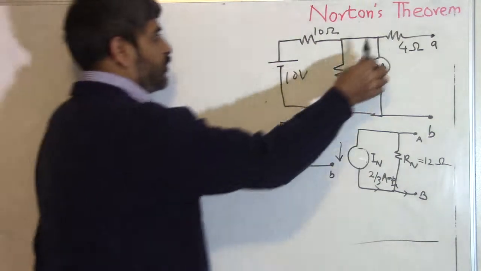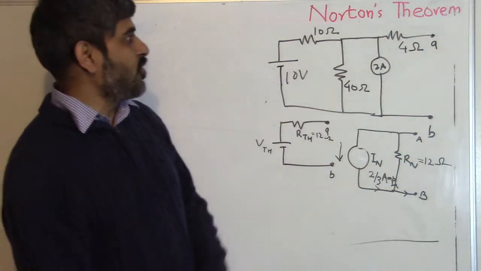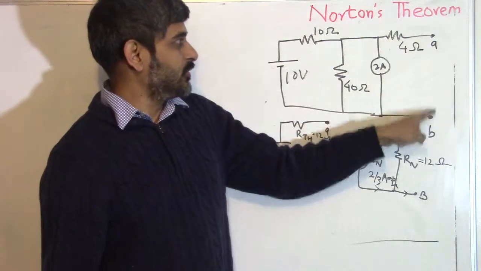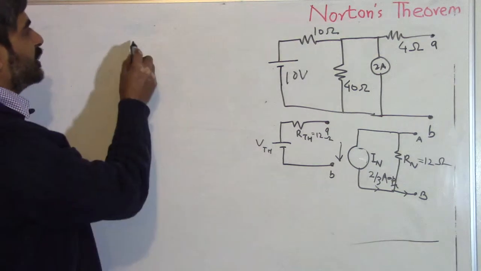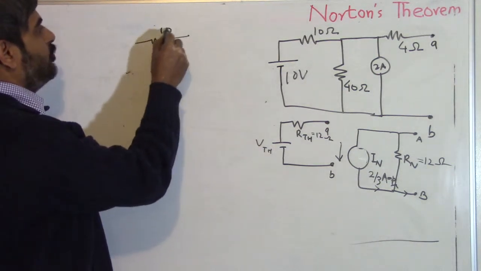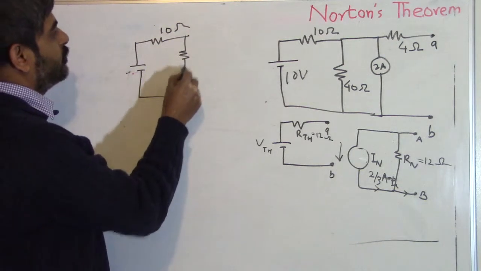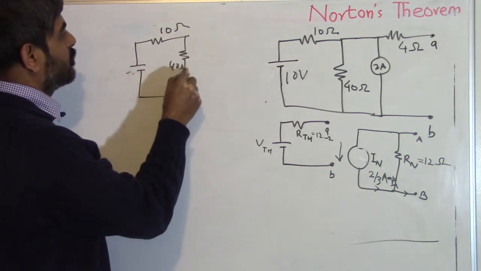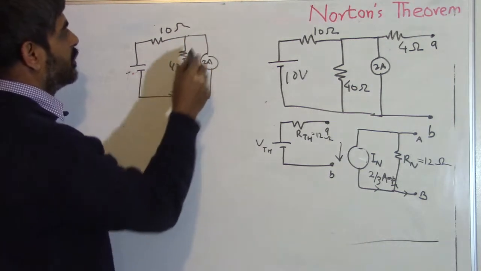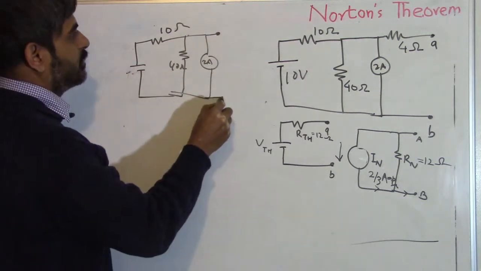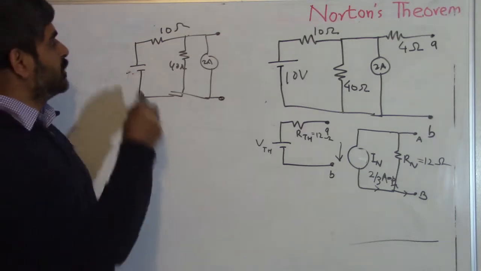Since this 4 ohm is open circuited, there is no current flowing in this resistor, so there is no IR drop. So the voltage between A and B is the same as the voltage between this and this. So our circuit to calculate is 10 ohm, this is 10 volt, this is 40 ohm, and then this is 2 ampere, and we need to find the voltage between these 2 points. This is 10 volt.